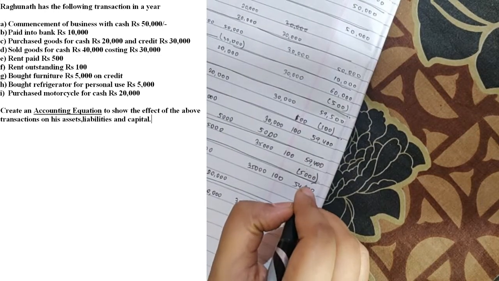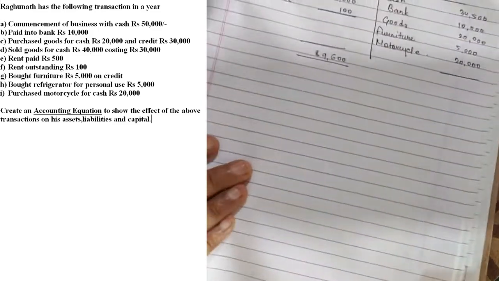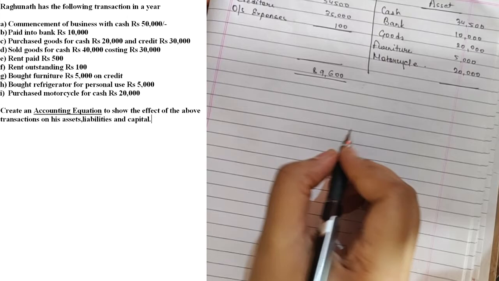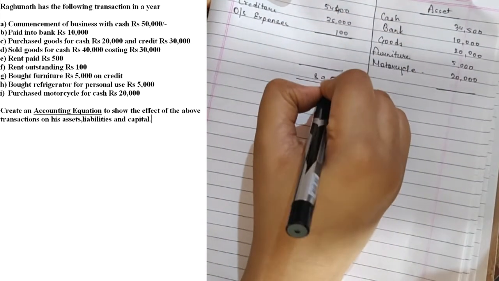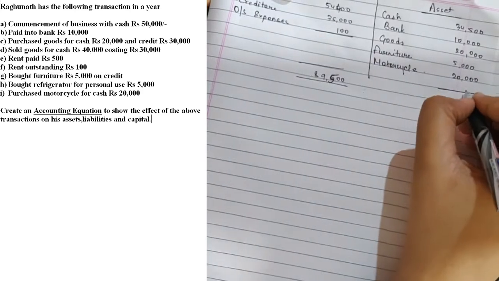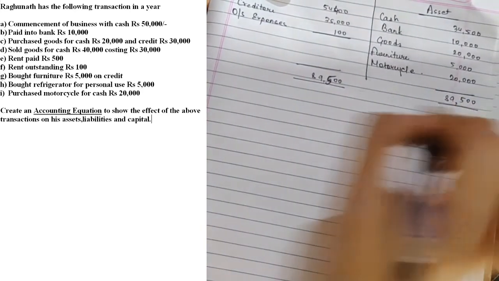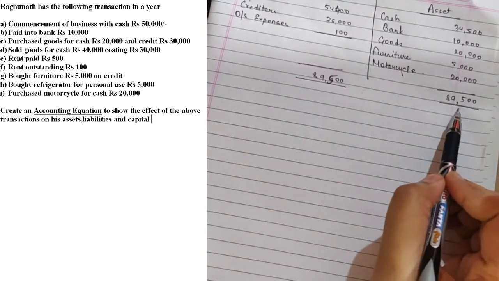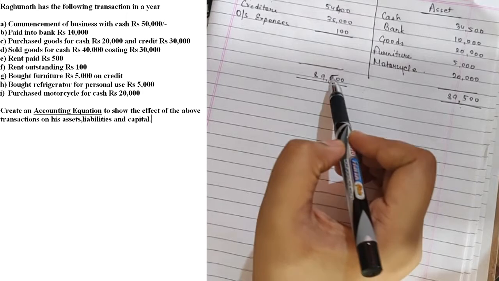so this is 89,500. My asset is also 89,500. Therefore, my asset is equal to the liability plus my capital.